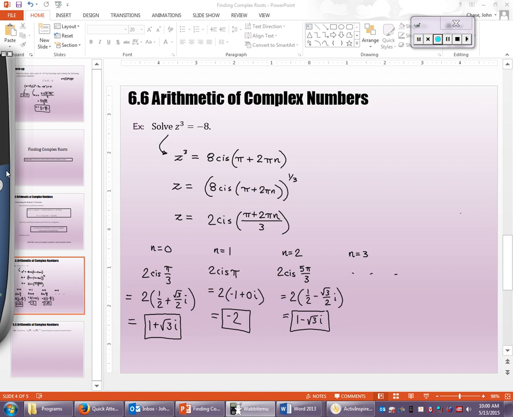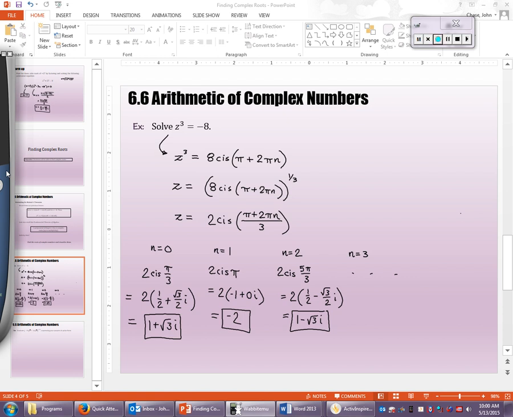Or if you're looking for the cube roots, like the one example we did here, what do these look like if you plot them? Those are the vertices, 3 spaced evenly around the complex plane, so they're separated by 120 degrees.